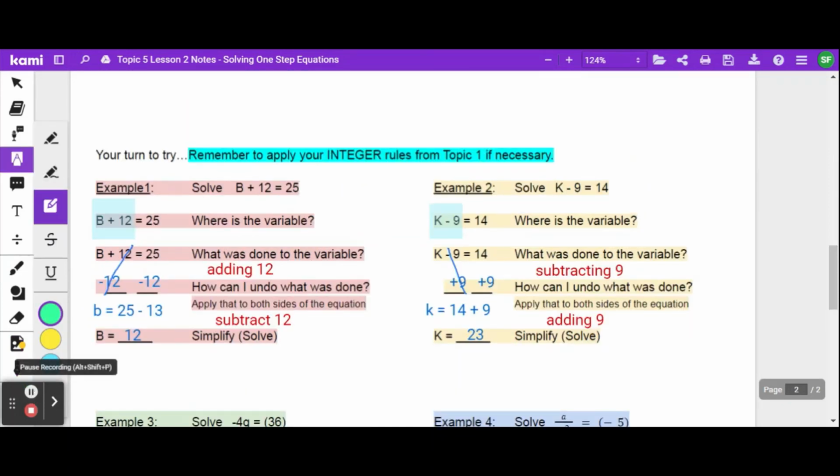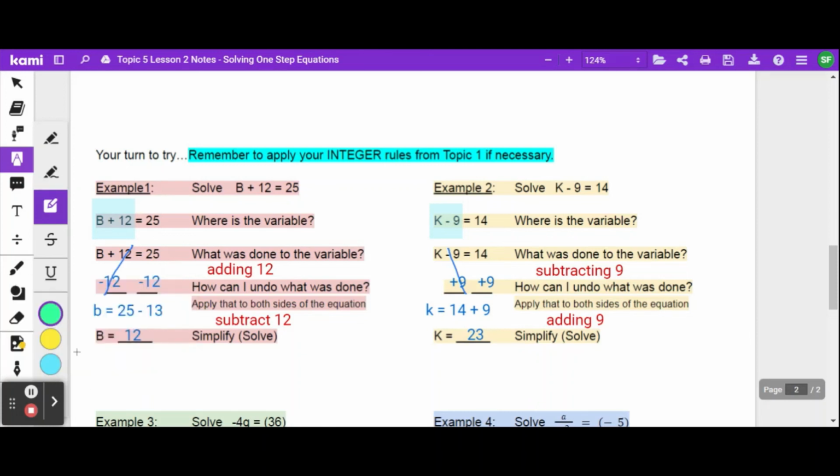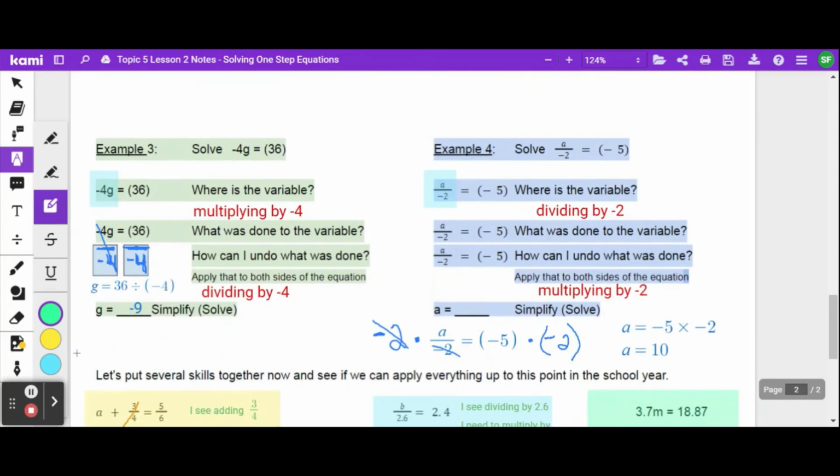All right, here are your answers for the you try on your own problems. Make sure you are understanding what is happening in the equation. Make sure you understand why I am doing what I am doing in order to solve the equation. Remember, with equations, we are going to do the inverse or the opposite of what we see happening to the variable in order to solve for the variable. Check your work. Make sure it's correct.